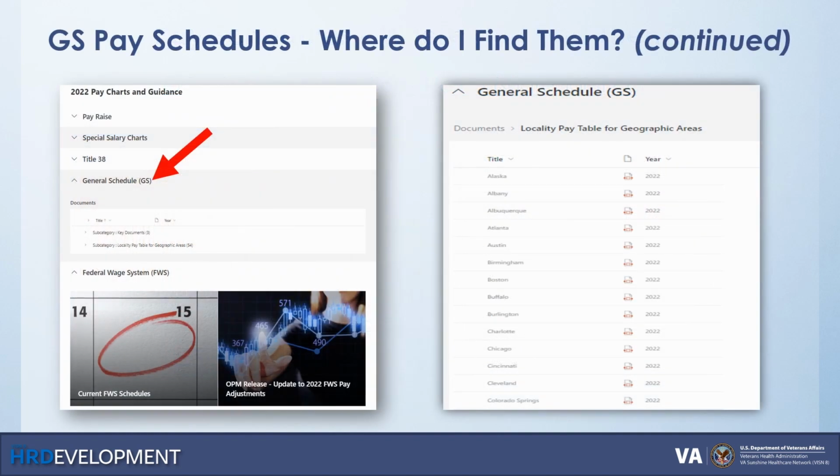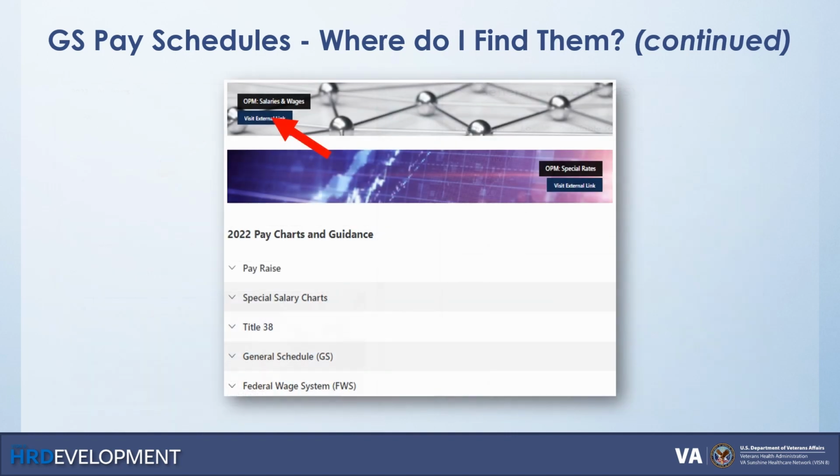For the GS pay schedule, where do I find it? I go to the page, and down on the left side where it says General Schedule, GS, I click on that, and you will see two subcategories. I don't recommend these subcategories because they do not have all the pay tables as you can find in OPM.